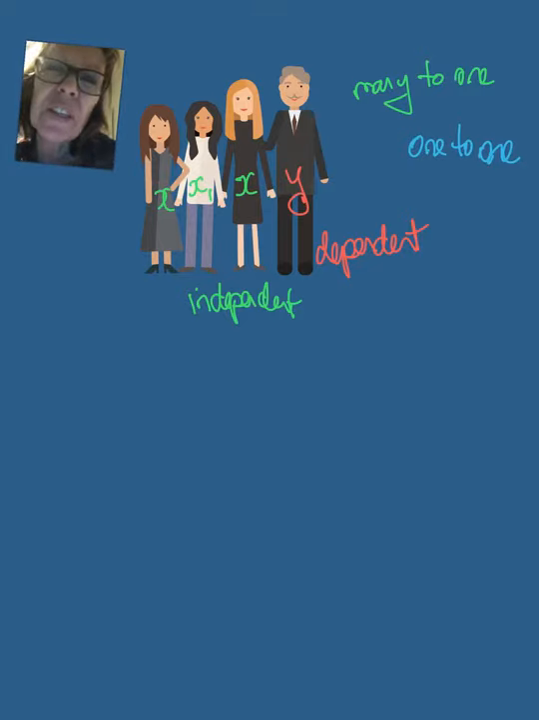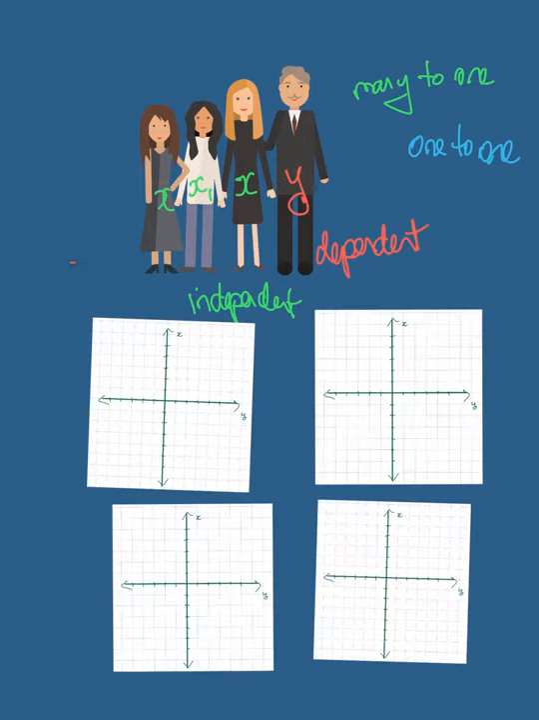Actually, I think it's pretty unfair. I think us ladies should be able to have more than one man. What do you reckon? You can have a relation where the x value can have more than one y value. I mean, check it out.